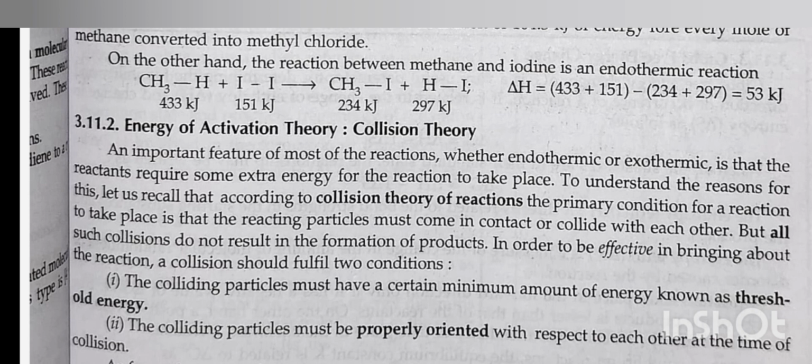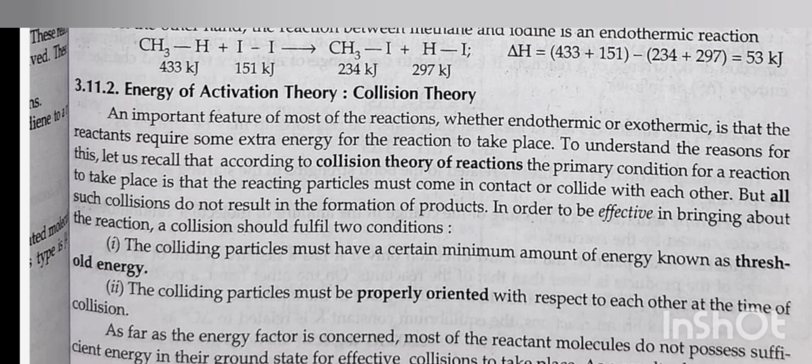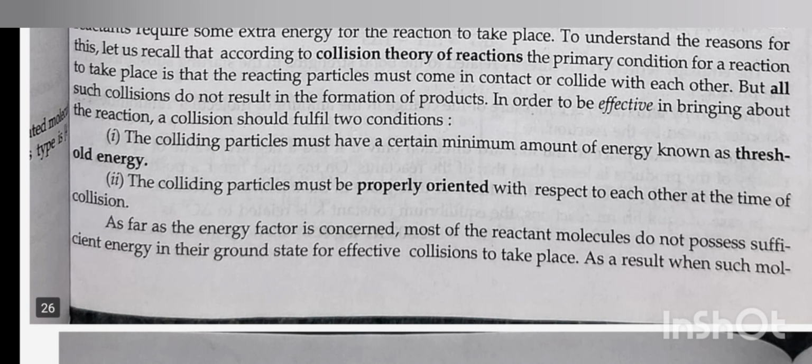An important feature of most reactions, whether endothermic or exothermic, is that the reaction requires some extra energy for the reaction to take place. To understand the reason for this, let us recall that according to the collision theory of reaction, the primary condition for a reaction to take place is that the reacting particles must come in contact or collide with each other, but all such collisions do not result in the formation of product. In order to be effective in bringing about the reaction, a collision should fulfill two conditions. First, the colliding particles must have a certain minimum amount of energy known as threshold energy. Second, the colliding particles must be properly oriented with respect to each other at the time of collision.